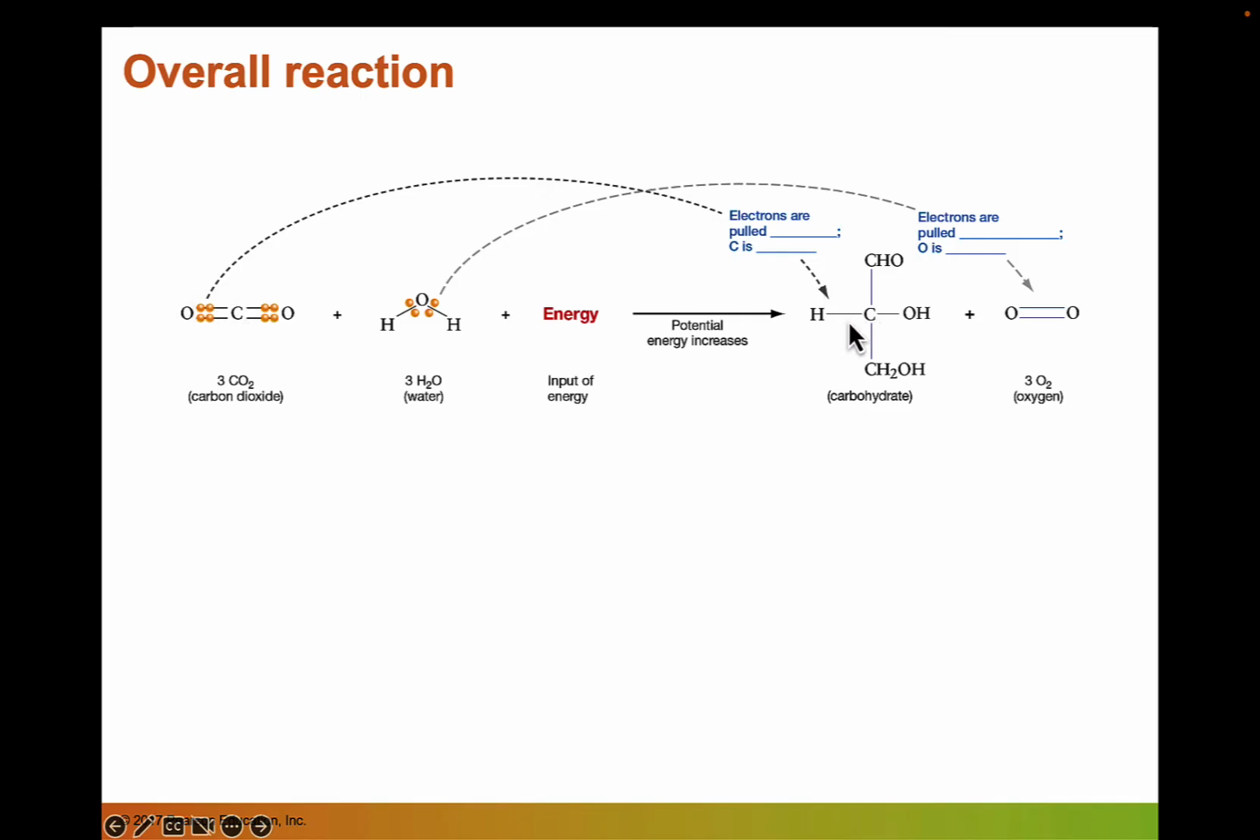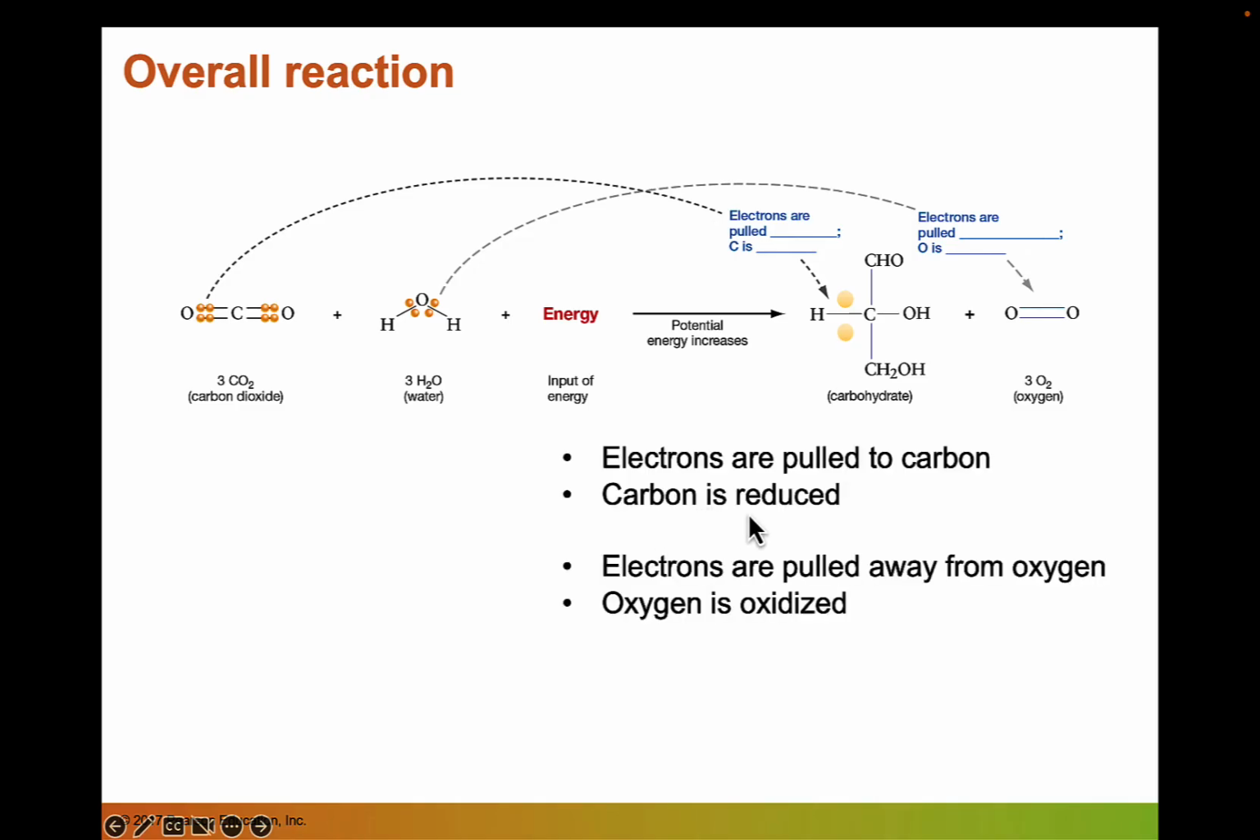But when it's converted into sugar, the carbon is now bonded to other carbons as well as to hydrogen. And those are non-polar covalent bonds, the electrons are shared evenly. So because carbon essentially gained electrons, even though it wasn't a full transfer, we say that carbon is reduced, right? Because the electrons are pulled to carbon, so carbon is reduced.